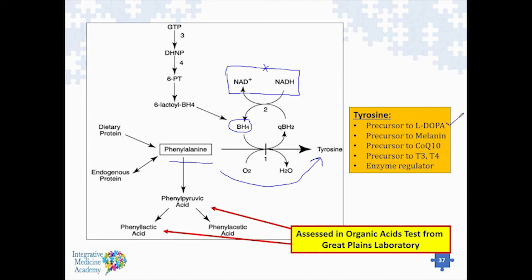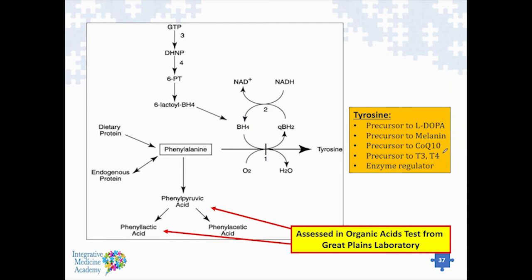So it's a precursor to DOPA. If we cannot convert things over to tyrosine, we're going to run into a problem of dopamine deficiency. Tyrosine is a precursor to melanin for pigment formation of our skin. It's a precursor to CoQ10. Where have you heard that before? Well, CoQ10 is active within the electron transport chain of our mitochondria, so it supports mitochondrial activity.